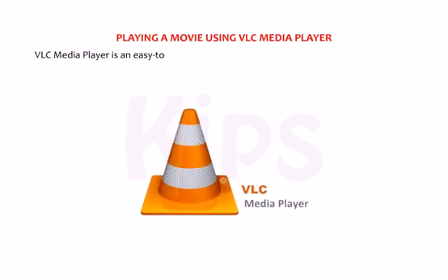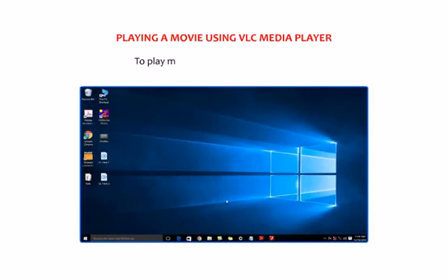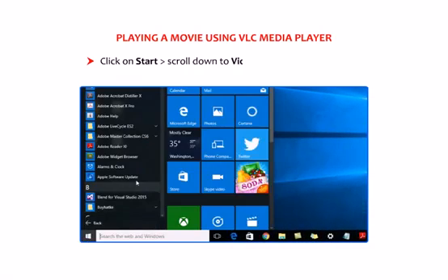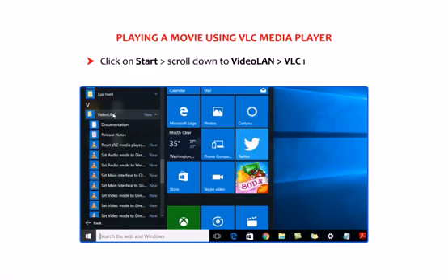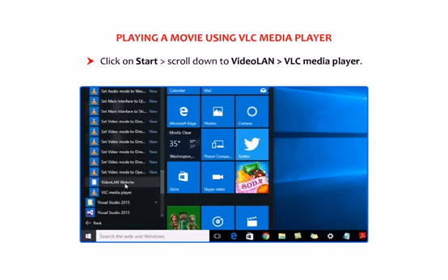Okay, now let us find out how to play a movie using VLC Media Player. VLC Media Player is an easy-to-use application used to play almost all types of audio and video files. To play music using VLC, follow the steps. Click on Start. Scroll down to Video LAN. Then go to VLC Media Player.